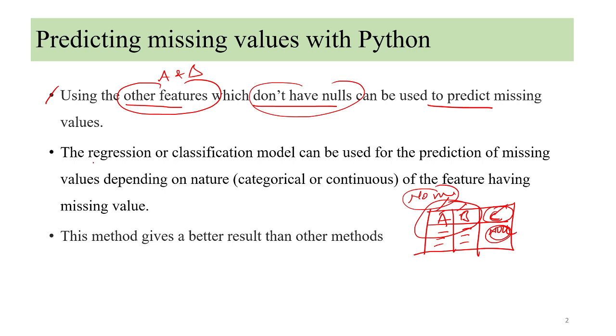Here regression or classification models can be used to predict the missing values. It depends upon the nature, in the sense of whether the feature having the missing values is a categorical data type or a continuous data type. For example, is the feature with the missing value categorical or continuous? Depending upon the nature of the feature, we have to predict the missing values. This method gives better results than other methods.